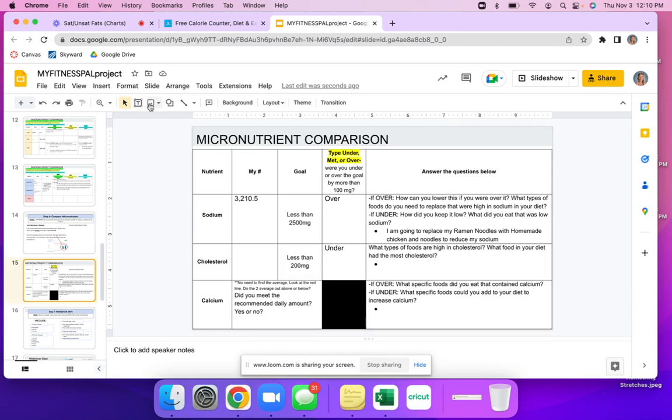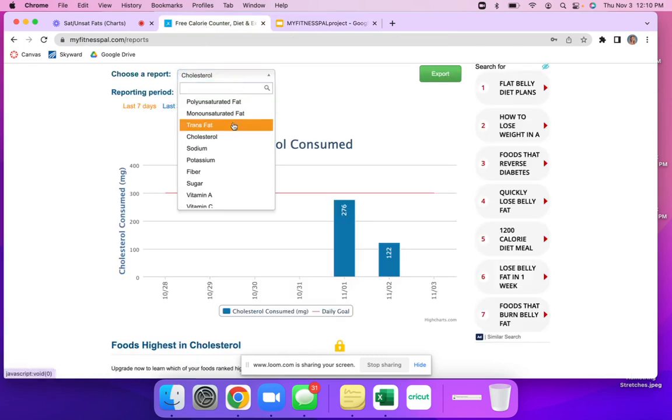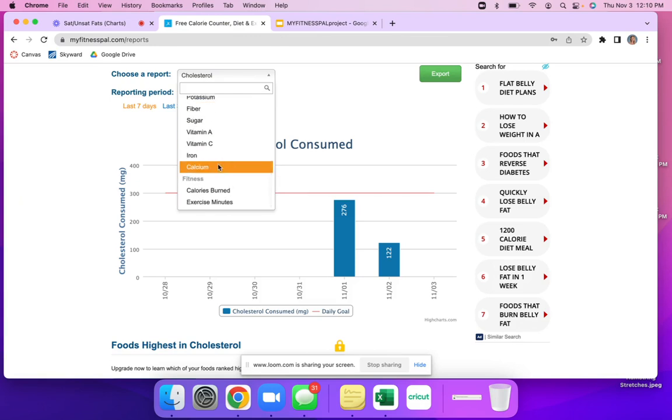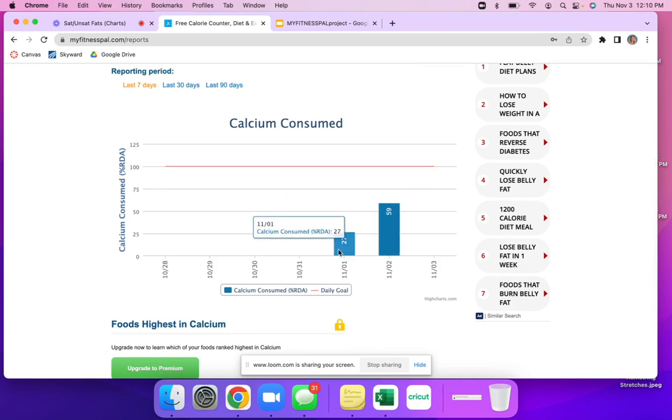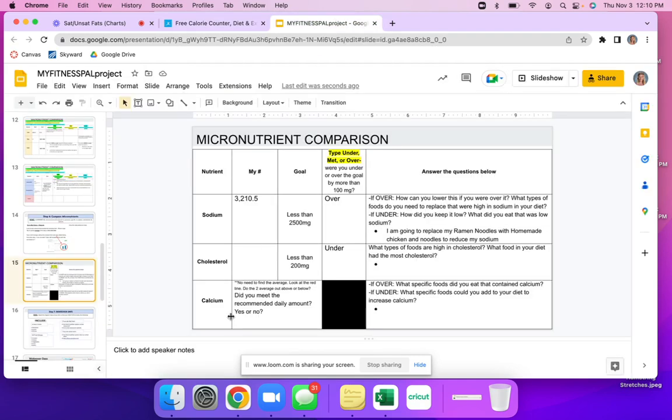For calcium, you're not going to actually find the average. You're just going to kind of eye it like I kind of did there. Calcium, where is it? It's at the bottom. Clearly, I'm looking at these. This is my red line. The reason you're not finding the average is because this is the percentage of your recommended daily amount. I was under, okay, because I clearly didn't have enough.